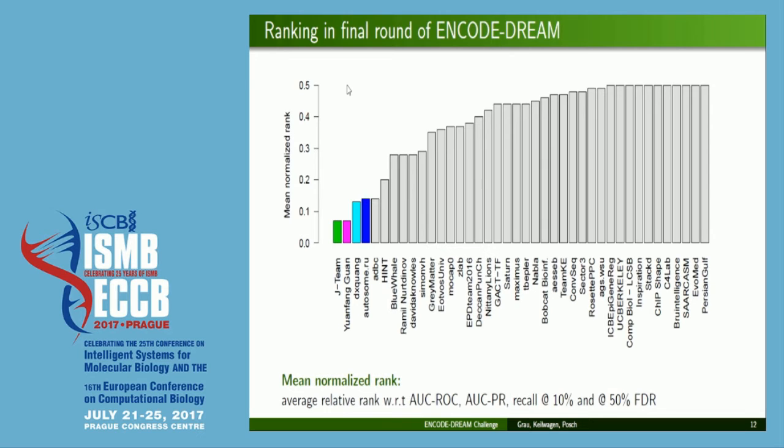So after that, how do we score on the complete challenge? We submitted our predictions, and this is the result, which is the mean normalized rank, aggregating several performance measures. And in the end, we came up at rank 1 together with another team, Yuanfang Guan. So although we were not really satisfied with the performance on the level of AUC-PR, at least this seems to be as good as it can get at the moment.